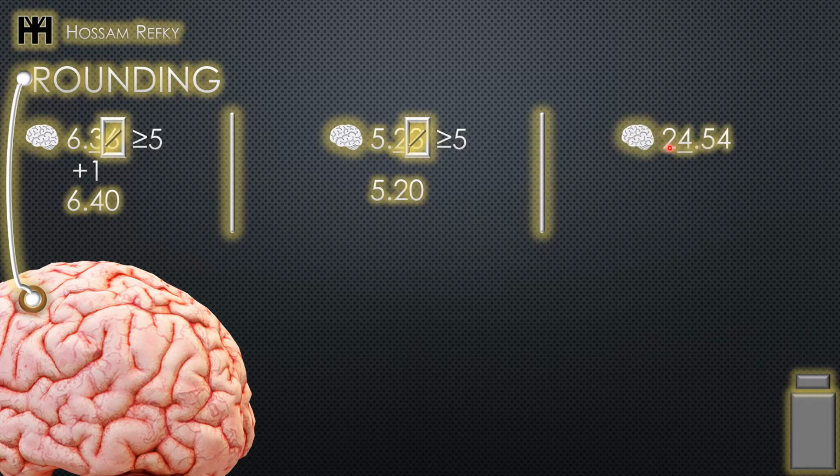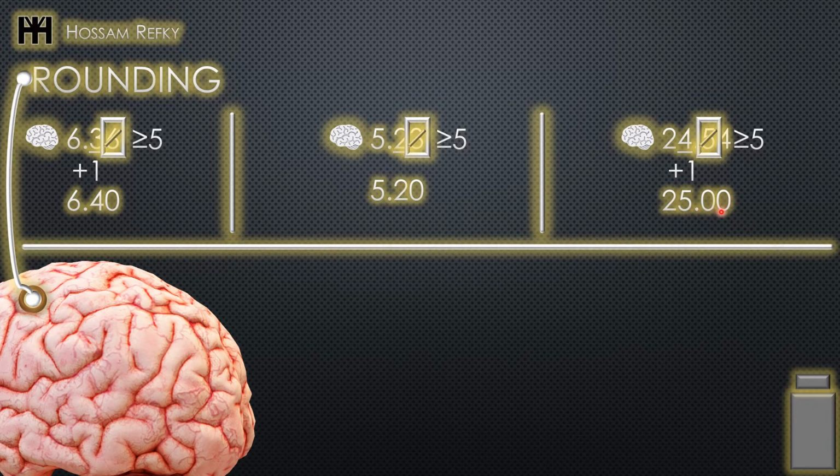Okay, 24.54. The 4 here is our target. We'll look at the 5. We will make our test. Is 5 bigger than or equal to 5? 5 is not bigger than 5, but it's equal to 5. So the 4 will increase by 1, and the 5 and the 4 will be removed and be 0. So it will be 25.00. And also feel free to remove these zeros, because 0 after the decimal point doesn't matter.